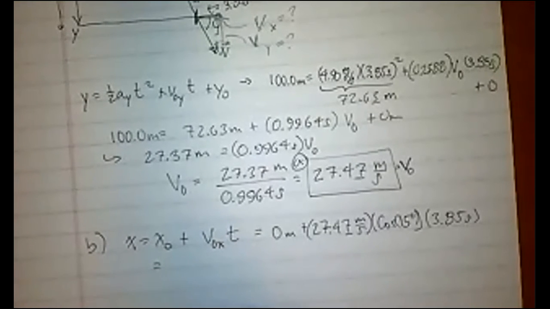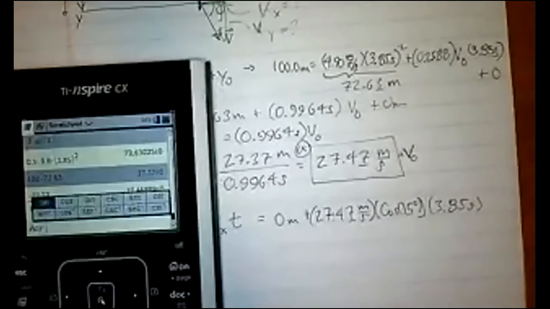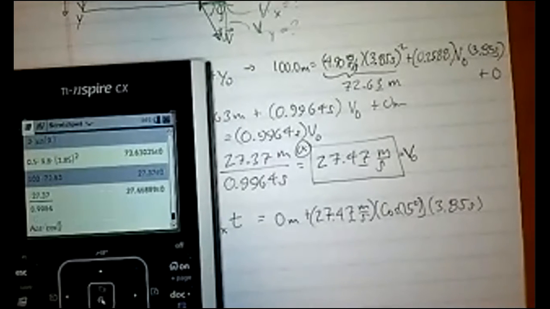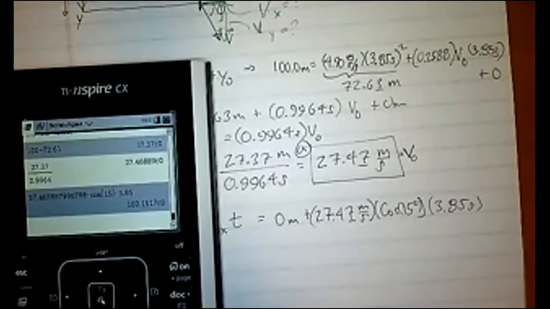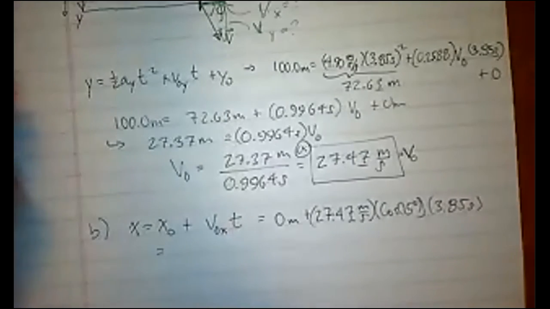I'll double check on my calculator just to make sure. So I'm going to say 27.47 times cosine 15. And then I got to come outside of the parentheses, say multiply, and 3.85 seconds. And that gives me 102.2.